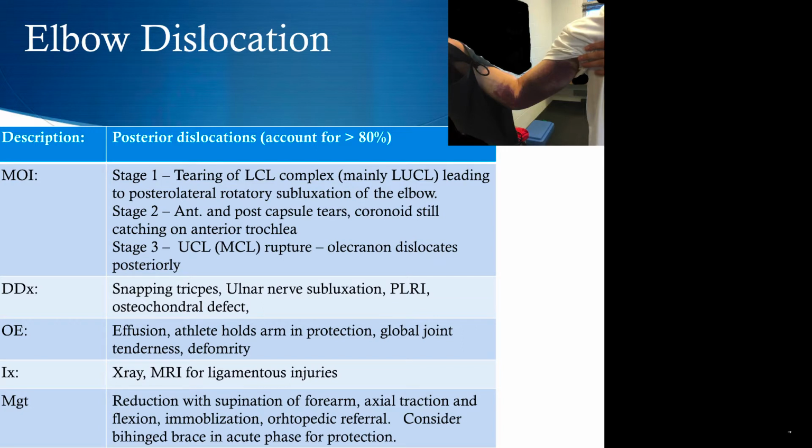The other associated injury is that there can be a tear of the flexor origin involved with these dislocations, and then obviously fractures associated with elbow dislocation, whether it's coronoid, olecranon, or humeral fractures. Management is essentially to reduce with supination of the forearm, followed by axial traction and then flexion of the elbow, and once it's reduced, immobilization and orthopedic referral, obviously with neurovascular assessment.